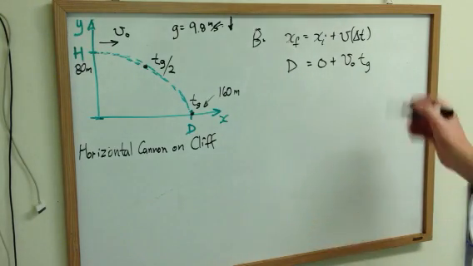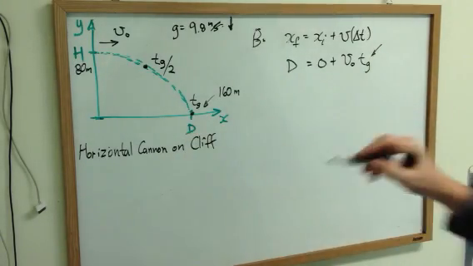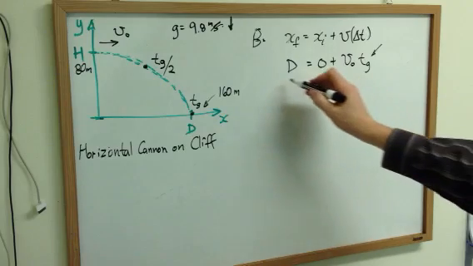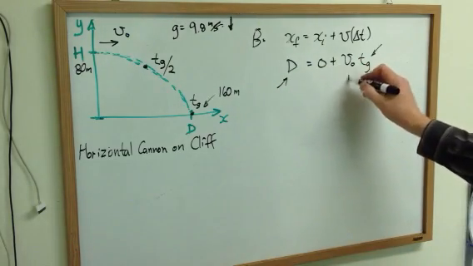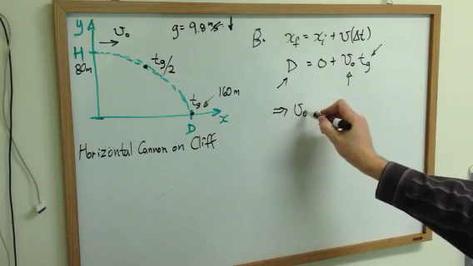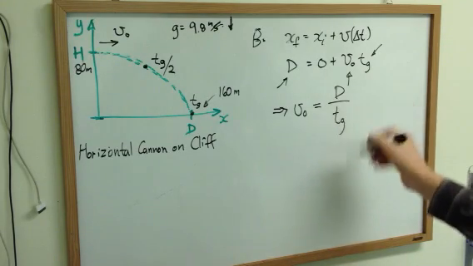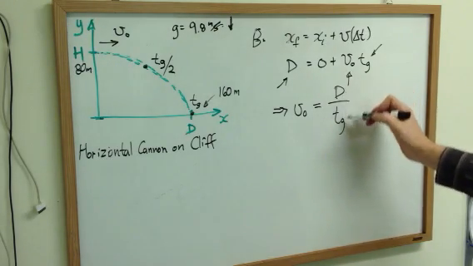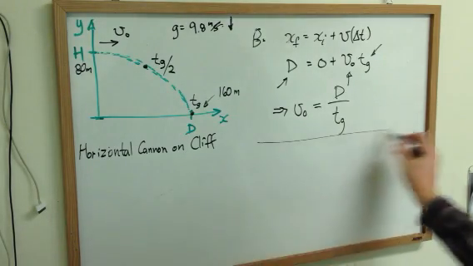If the question is v naught, we know the time that it took to hit the ground. We calculated that in part A. We know the distance, we were given it. Just solve for this v naught. Algebra. The distance divided by the time. You even have the units. Distance is in meters, time is in seconds. Meters per second is the velocity.